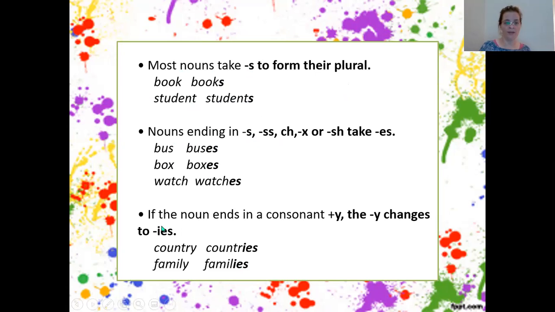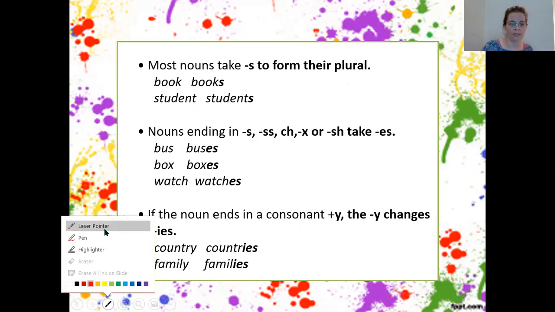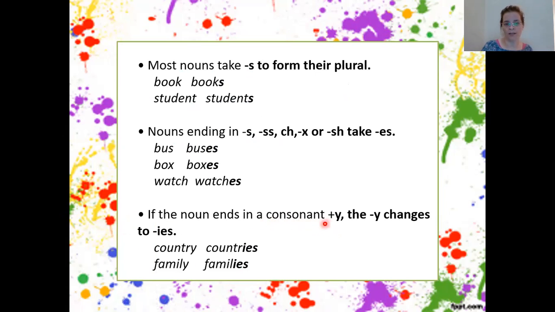Okay? But if the noun ends in a consonant, so what is a consonant? Everybody, we talked about consonants before. A consonant is all the letters except for A, E, I, O, or U. So if the noun ends in a consonant plus a Y, then the Y changes to IES every single time. I don't think there are any rule breakers here. So we have country and countries, family and families, because it has that consonant R before the Y or L before the Y.